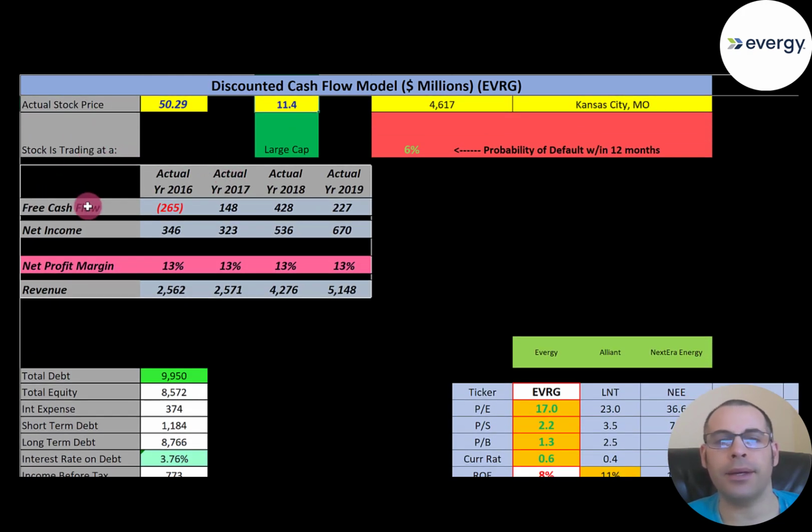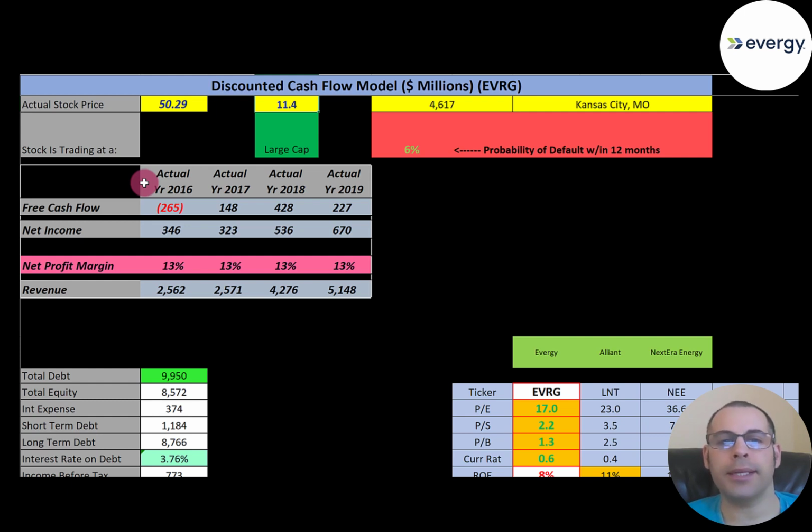Free cash flow is how you value a company. You estimate the future free cash flows and then discount that number back to today's value. Free cash flow is cash flow from operations minus capital expenditures. Capital expenditures are investments in property, plant, and equipment.